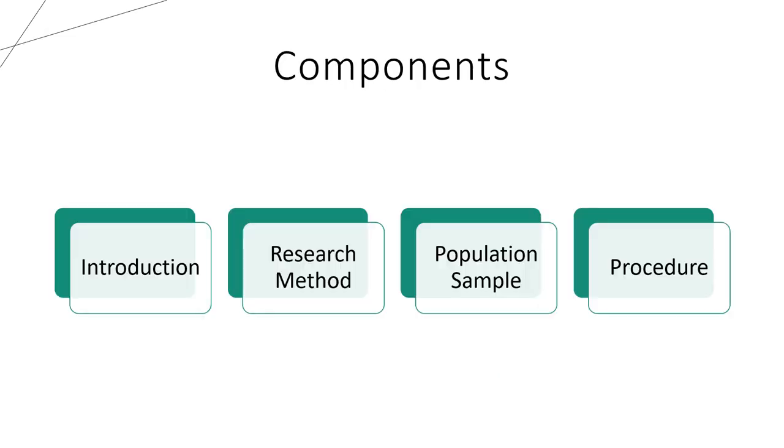The required components of this section are listed on your template, but I wanted to go over them now as well. First, you're going to give an introduction. This introduction does not need a subheading. You'll just put it directly underneath your research methodology heading. Then the next three will have subheadings: research methods, population sample, and procedures.